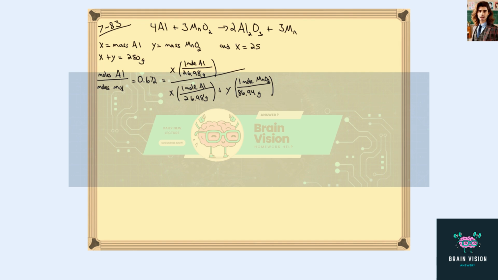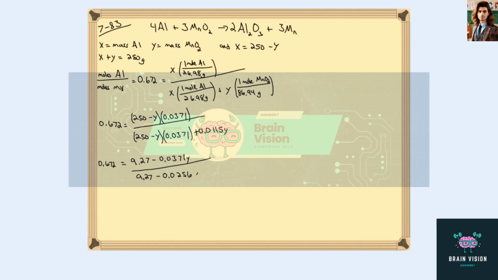But we know that X, from this equation, could be calculated from 250 minus Y. So we can plug in for X 250 minus Y. We then have one equation with one unknown, and we can solve it using algebra. So that's what I'll do here. I'll distribute the 0.0371 through in the numerator and in the denominator, and in the process, collect my like terms.